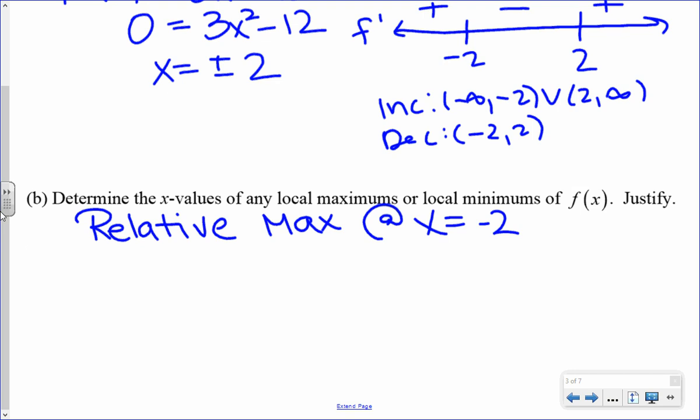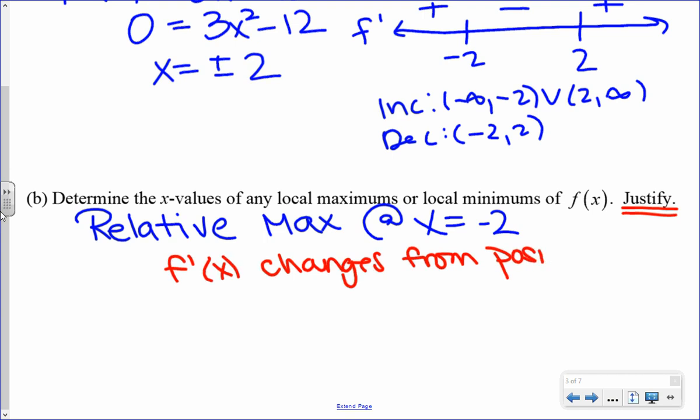Okay. If I ask you to justify your answer, your justification is that the derivative changes from positive to negative. Please use words when you justify. I do expect full words. I'm okay with f prime of x, but don't write plus and minus. Please. Write words. Okay?